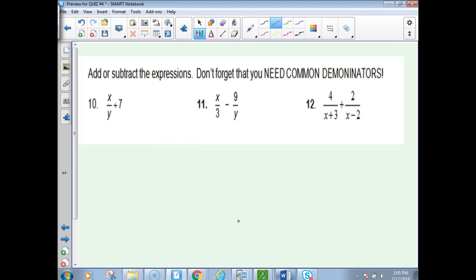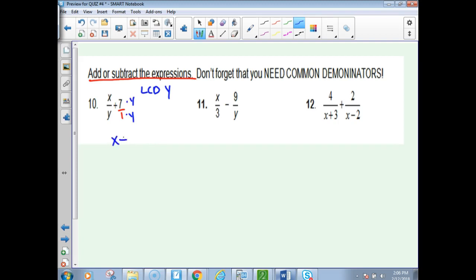Add or subtract expressions. Okay, this is where we have more trouble. Don't forget that you need common denominators. So, I think of 7 as being over 1. I say, well, what's the LCD? The LCD is the product of those two denominators. So it's going to be y times 1, or just y. So you'll multiply the second thing by y over y.